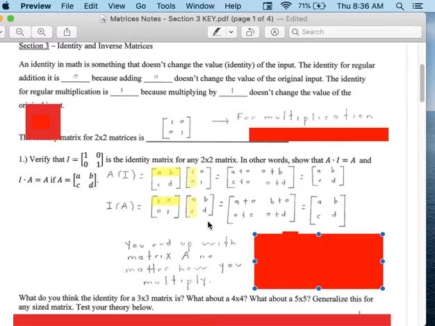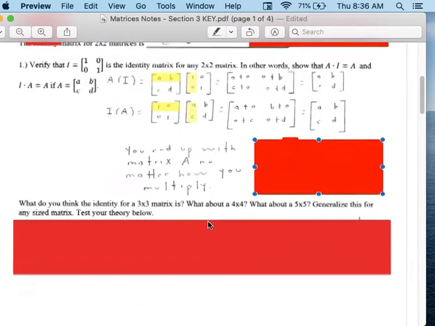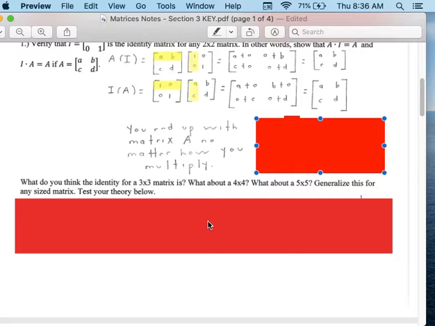Those of you that are done writing, I want you to start thinking about the next question that I have posed here. What do you think the identity is for a 3 by 3 matrix? What about a 4 by 4? What about a 5 by 5? Generalize this into any sized matrix. I'll give you a minute or so to think about it.